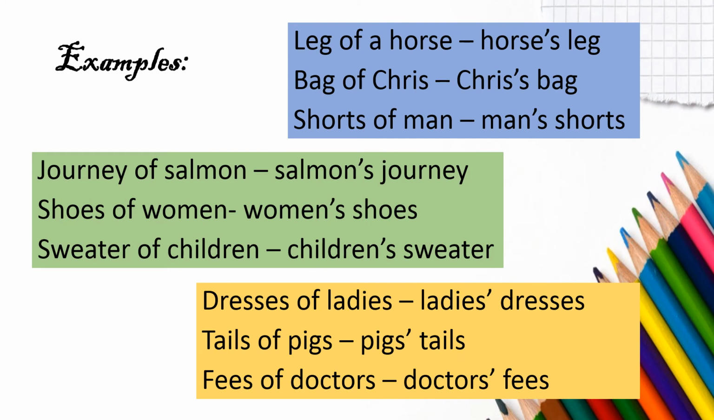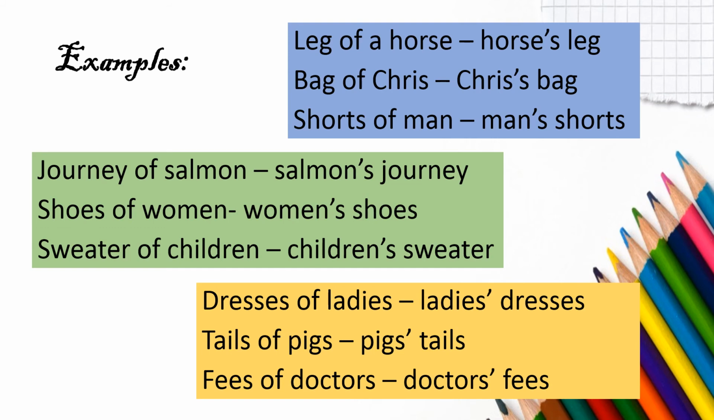Here are some examples of possessive nouns. The words on the left side of the dash show us a phrase that shows possession, while the words on the right side of the dash show us phrases that are in possessive form. For the first set, leg of a horse, horse's leg, bag of Chris, Chris's bag, shorts of man, man's shorts.